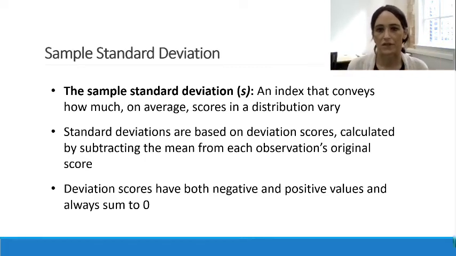So standard deviations are based on deviation scores calculated by subtracting the mean from each observation's original score. So positive deviation would be a score higher than the mean. A negative deviation score would be below the mean. Because there are both negative and positive values that are spread evenly from the mean, when you add up the negative and positive values, it would always sum to 0.